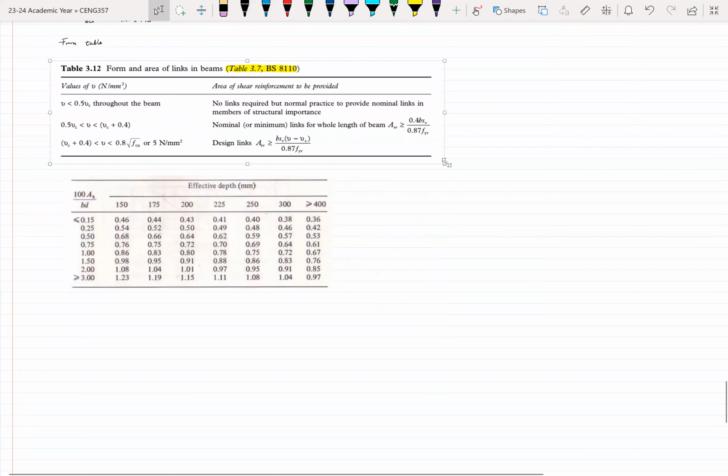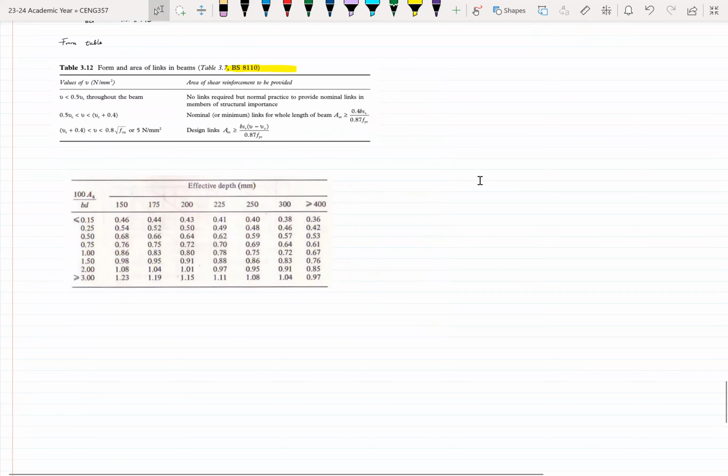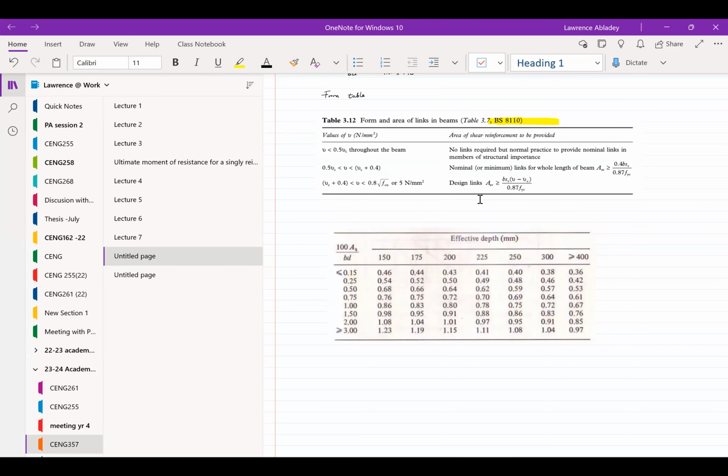Let me reduce this a little bit. I hope I'm not running out of battery. I have 24% left. Okay, it's fine. We should be able to get far with it.